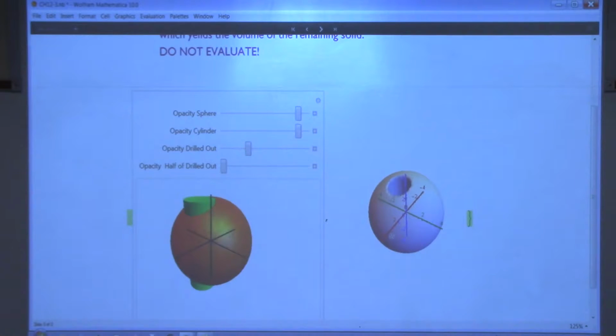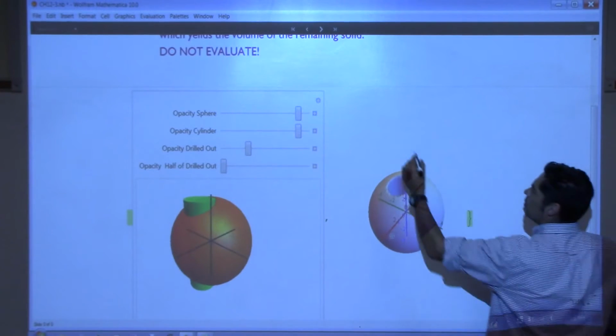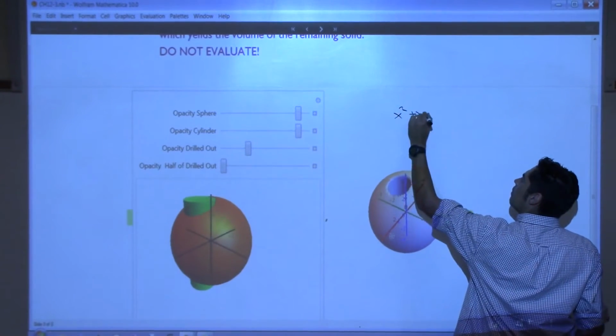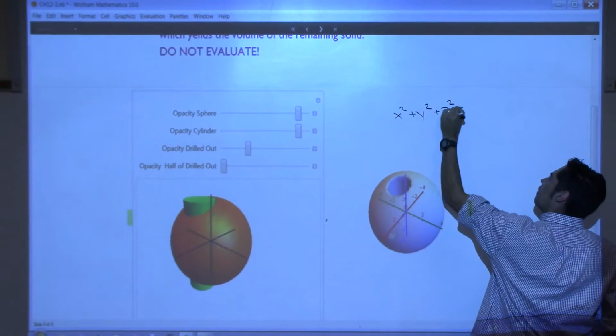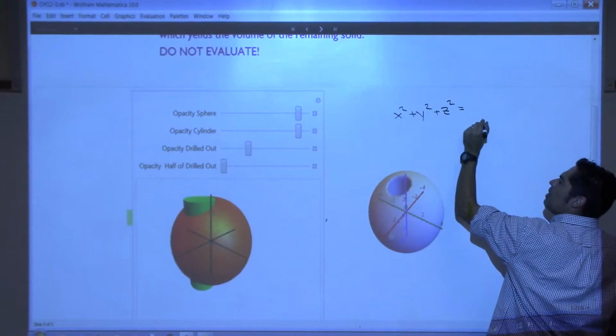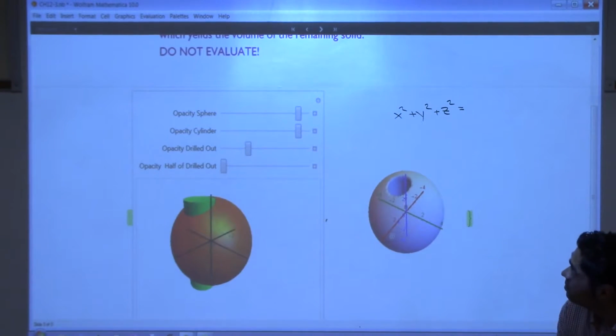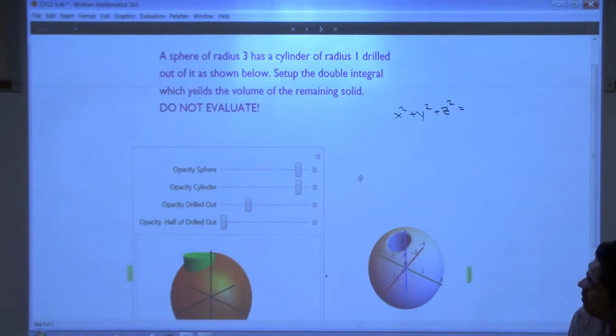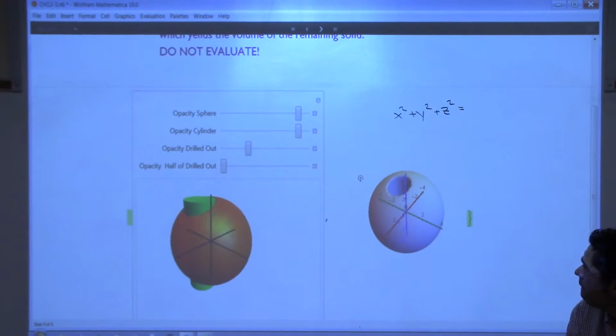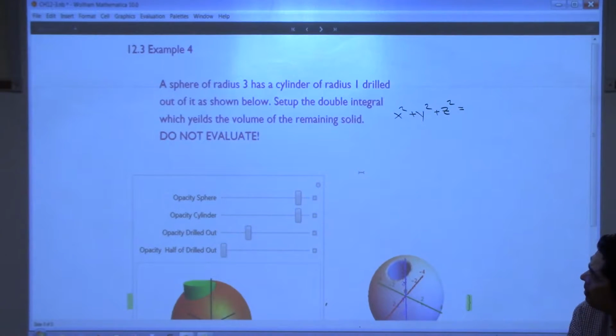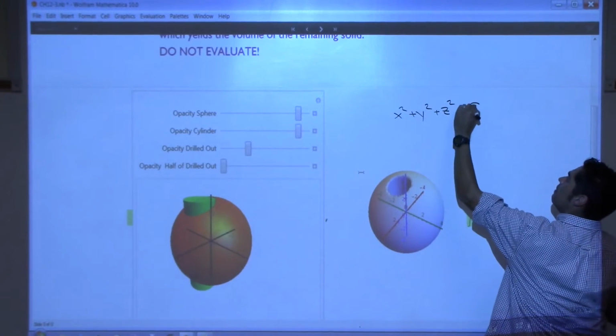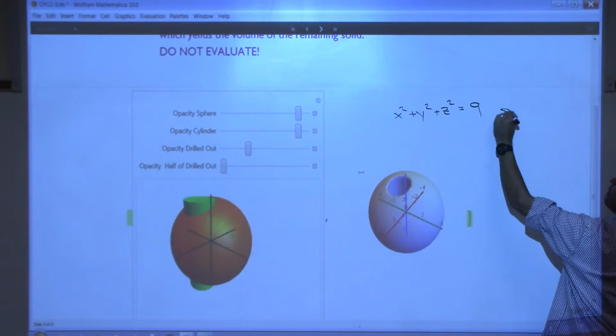Any ideas on how you'd want to do this? Find the equations. You want to find the equations of the sphere and the cylinder? Okay, so what's the equation of the sphere? What was our radius? I think on this problem it's 3, right? On this one, I thought take home it was 4, right? Sphere radius 3. So 9, that's your sphere.